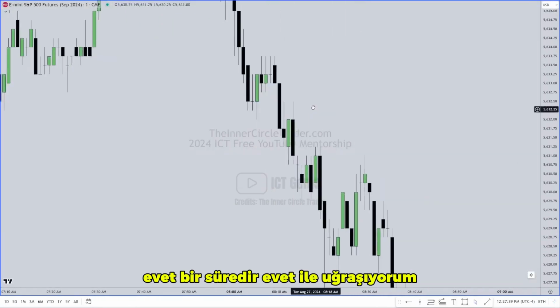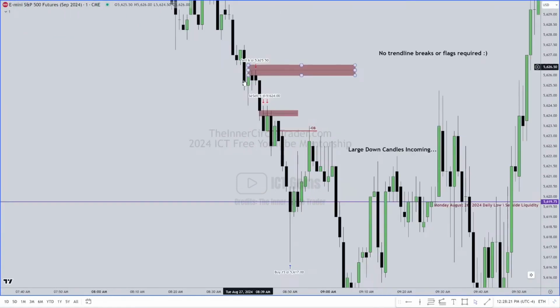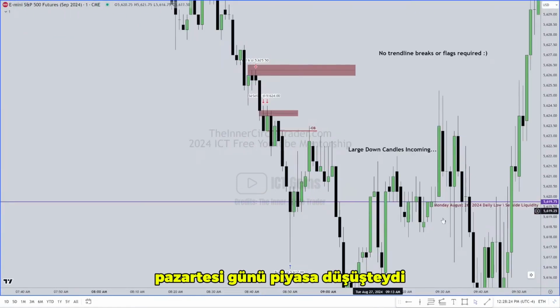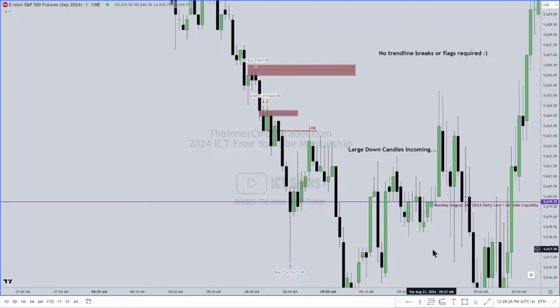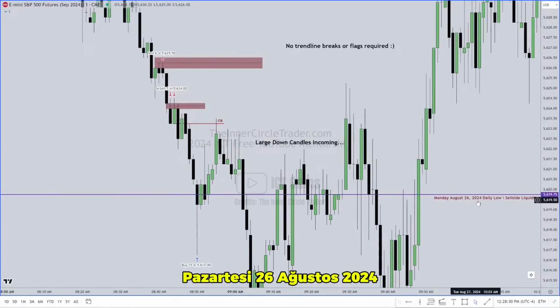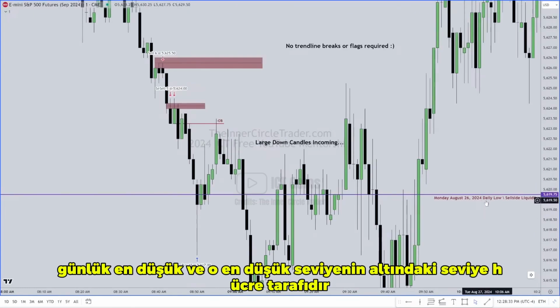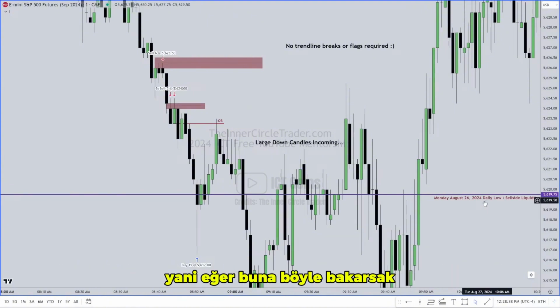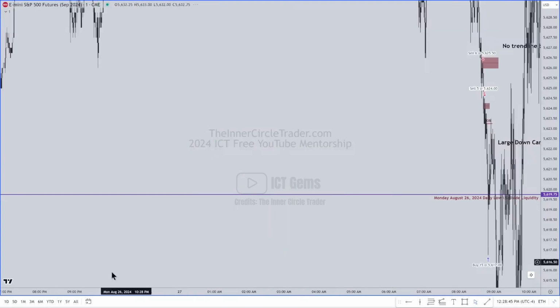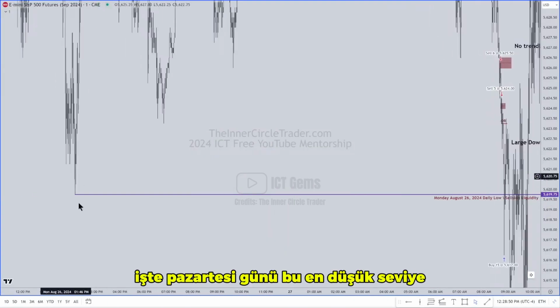ES. I've been messing with the ES for a while. As the market was dropping down, this was Monday, August 26, 2024, it's daily low. And below that low is sell side. That means there's sell orders. So if we look at it like this, here is Monday, that's the low.